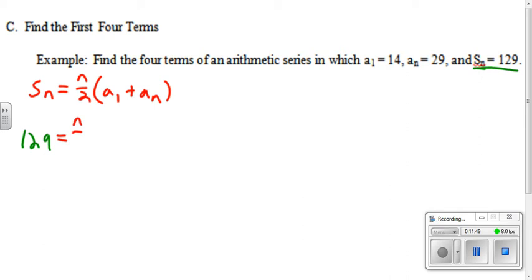So there's going to be n over 2. We know that our a sub 1 is 14, and we know that our a sub n is 29. So this is what we have so far, and this is going to help us find n, or how many numbers we actually have. So 14 plus 29 is going to simplify down to 43.